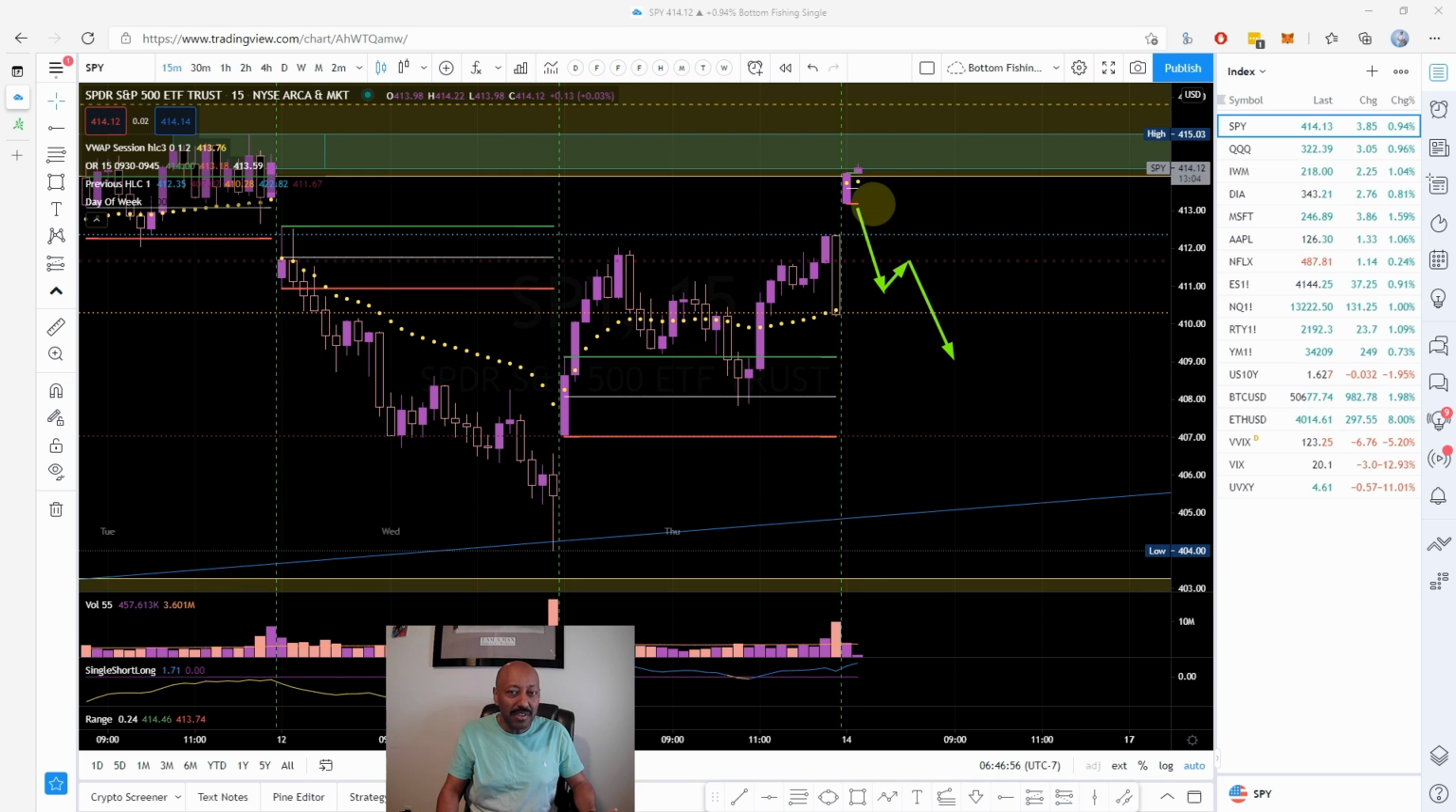It looks like we're having a good up day, so I'm more leaning towards this pattern here, but we have yet to see how that plays out. So let's just wait and see how that plays out.